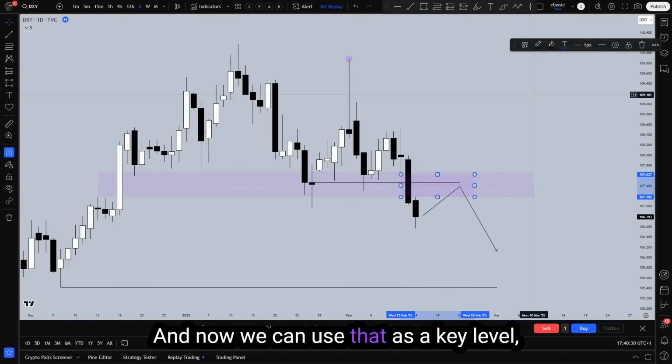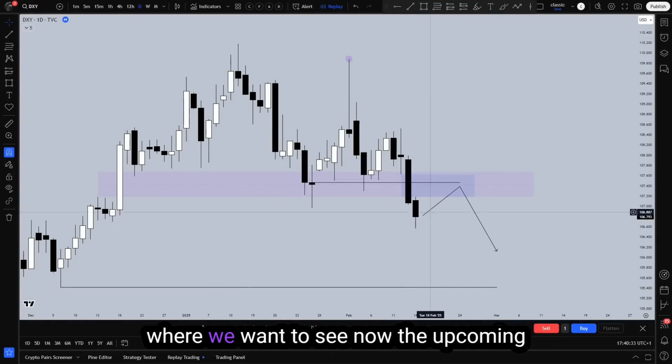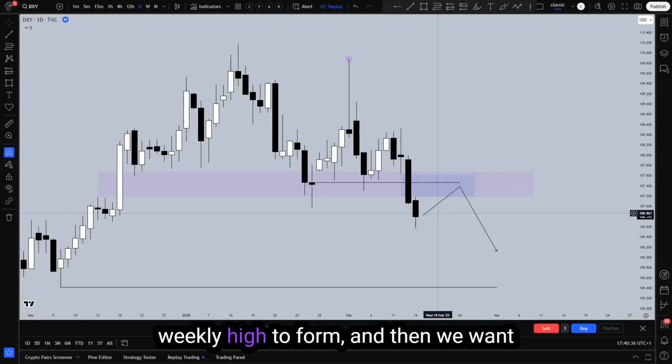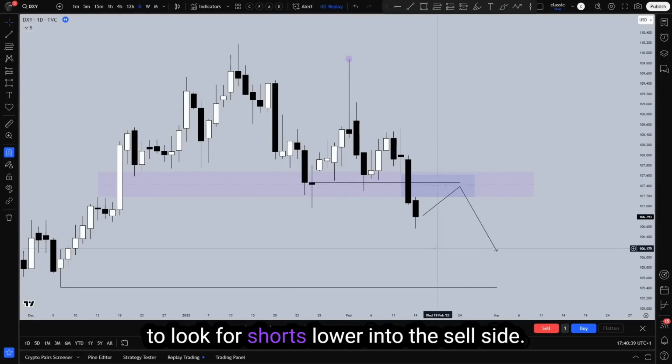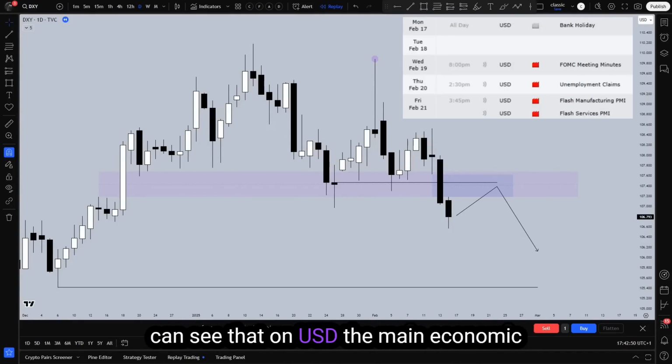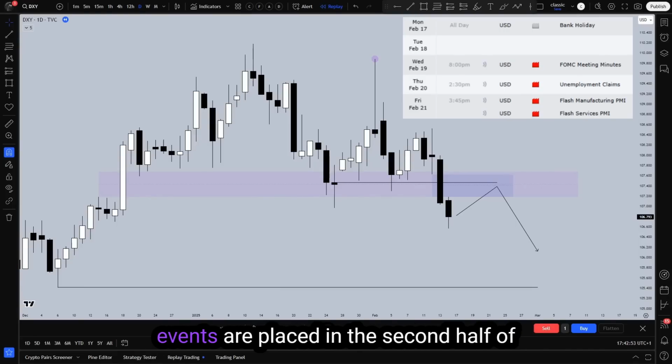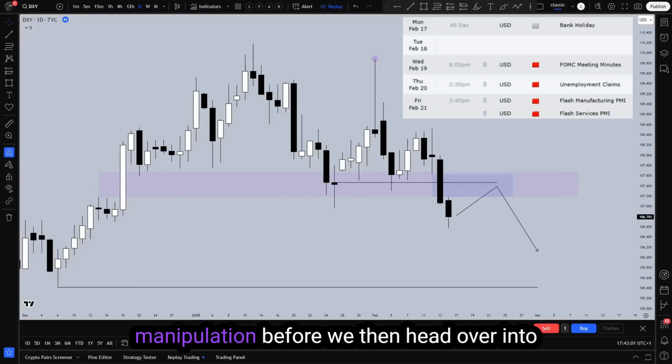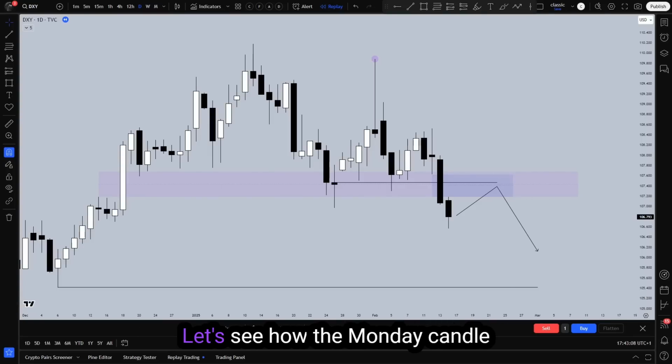And now we can use that as a key level where we want to see the upcoming weekly high form, and then we want to look for shorts lower into the sell side. Now again, if we take a quick look at the economic calendar for next week, we can see that on USD, the main economic events are placed in the second half of the week, meaning we can expect the first half to act as accumulation and manipulation before we then head over into expansion in the second half of the week. Let's see how the Monday candle will close, and then we can continue with our bias for Tuesday.